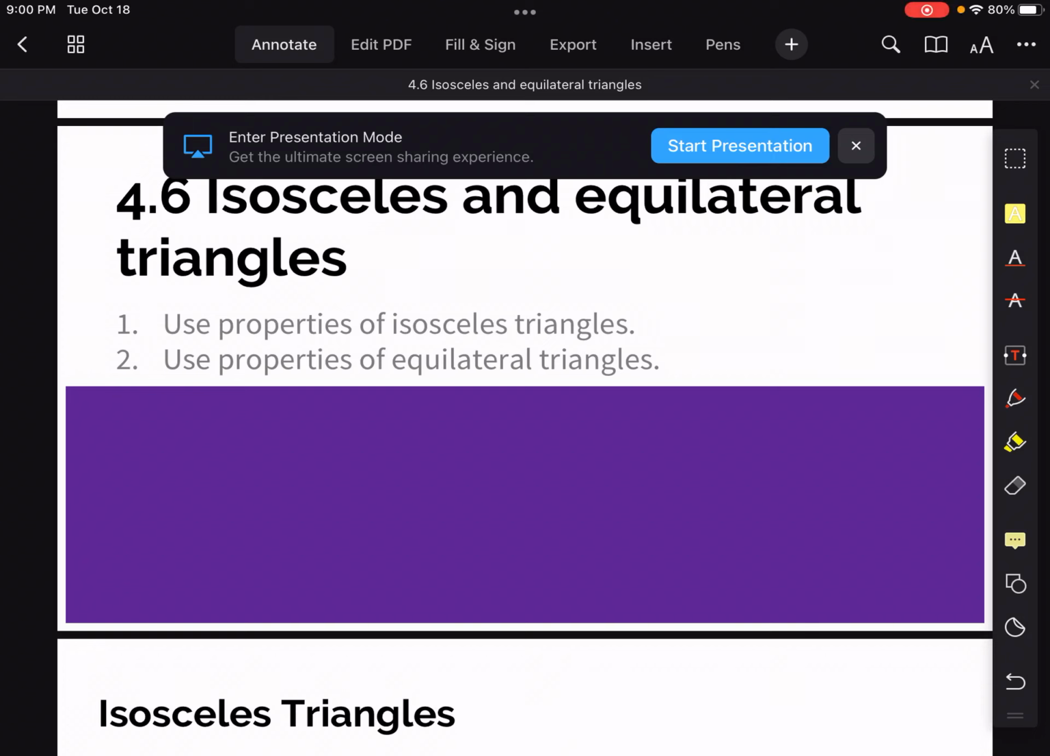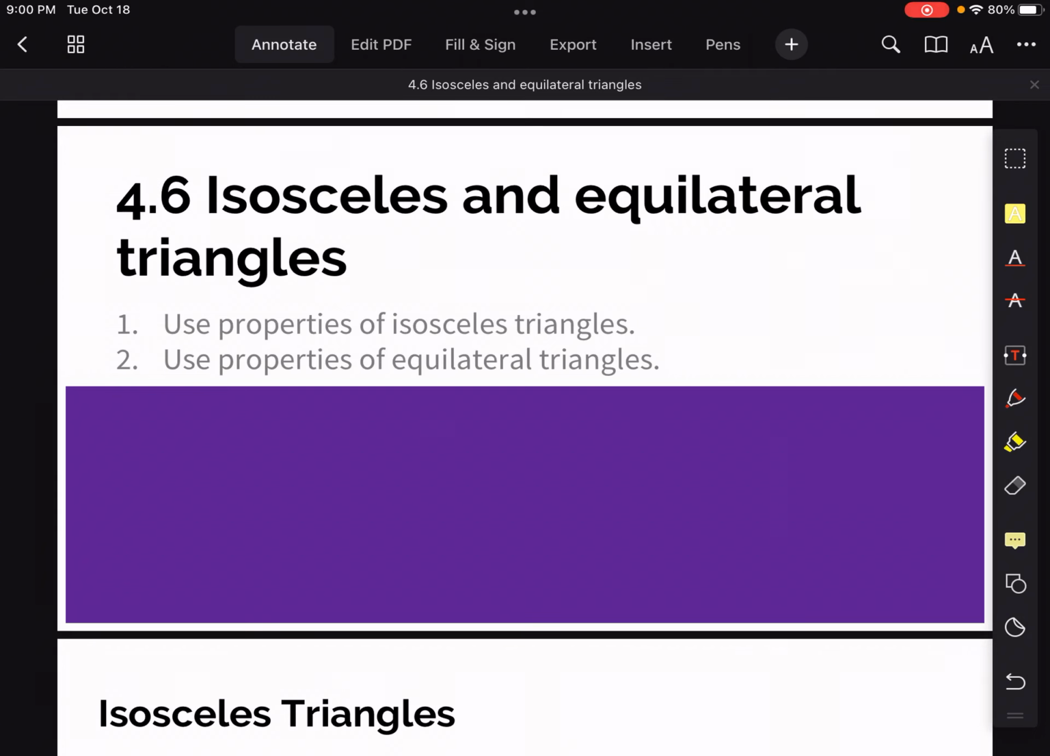All right, guys, welcome to 4.6, isosceles and equilateral triangles. This should be a pretty quick lesson, so let's just get right into it.